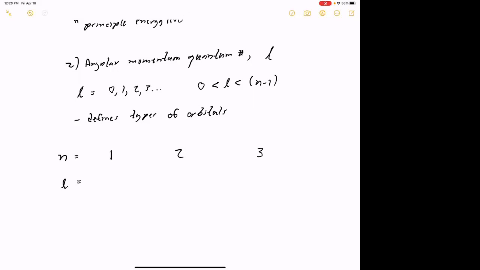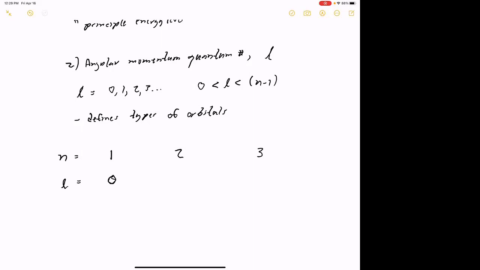Now, what about the L? Now let's take a look at n equals 1. What values of L would be allowed? Okay, so take a look at what our range can be. Up here it tells me that L can range between 0 and n minus 1. So what's n minus 1 in this case? N minus 1 in this case is 1 minus 1, which is 0. So there's only one value of L that we can possibly have here, and that's going to be 0 for the n equals 1 level. See how that works from that equation up there that I gave you for the range.